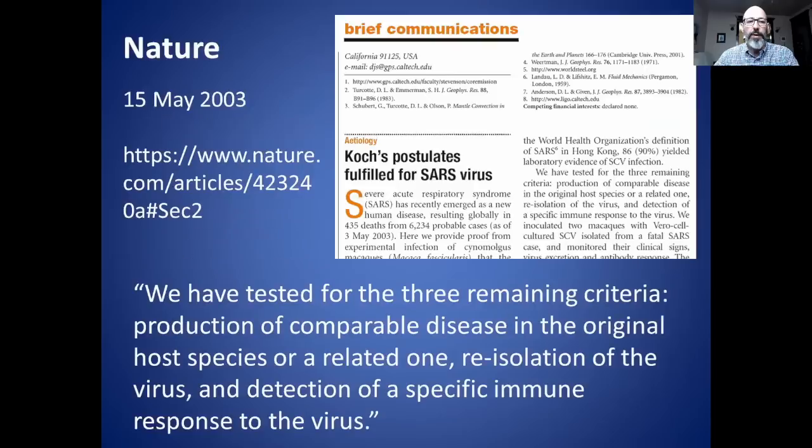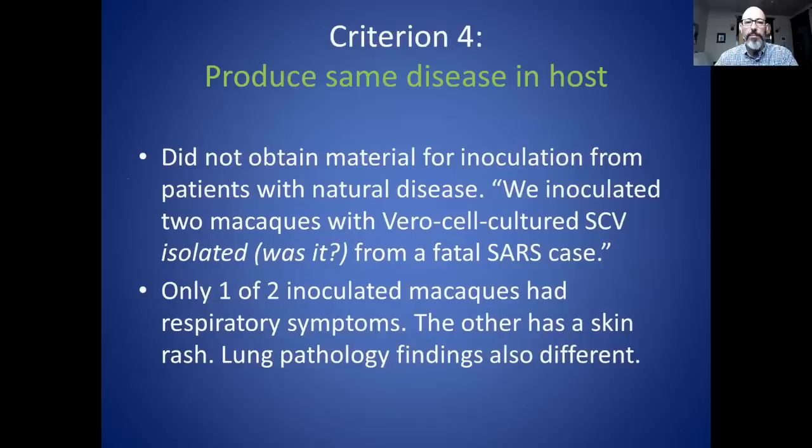So let's go back to the article to look at the remaining 3 criteria, and here's what they said: that the authors of this article have tested for the 3 remaining criteria, which are the production of comparable disease in the original host species or a related one, re-isolation of the virus, and detection of a specific immune response to the virus. Since they didn't satisfy the first criteria, they didn't have anything isolated, so it would be next to impossible to satisfy these 3, but let's see what they said they did.